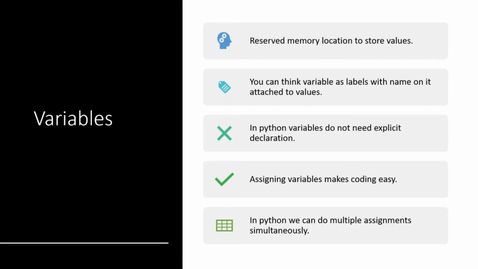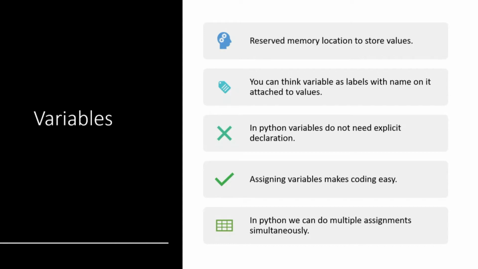Variables. As you can see, they reserve a memory location to store values. Variables are just like a storage space where we can store values of different types. In data types we discussed eight data types, like integers, floats, strings, lists. Every data type has its own kind of values. In the same way, these variables are reserved memory locations. They reserve a memory space for every data type so that they can store the values there.